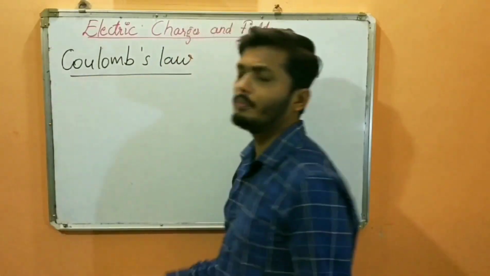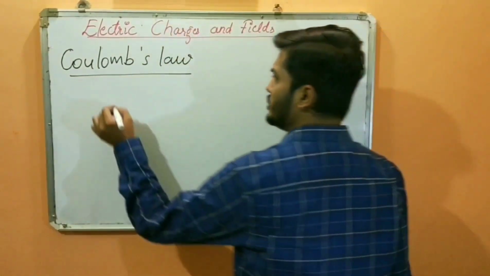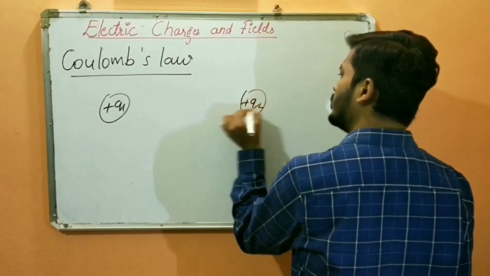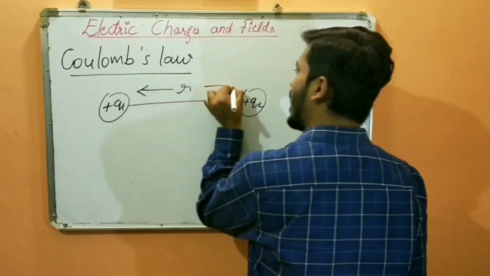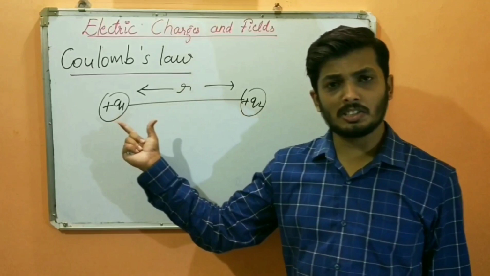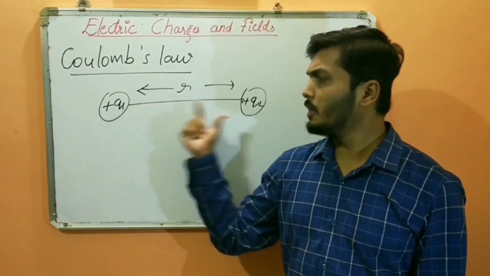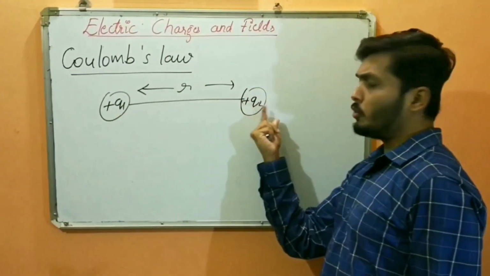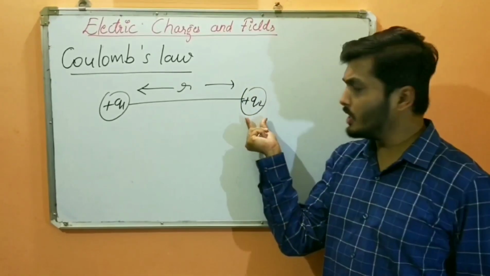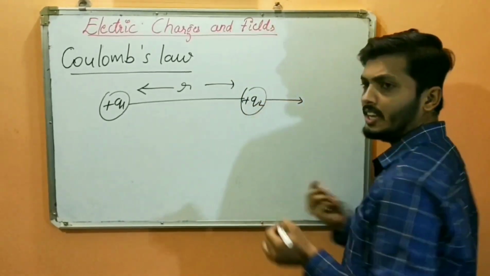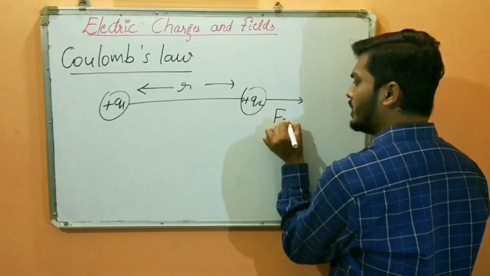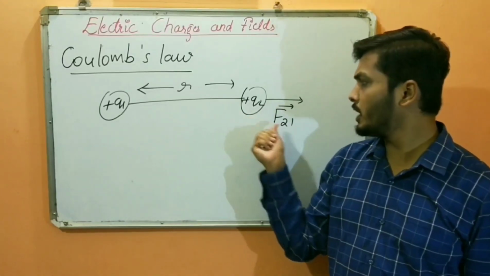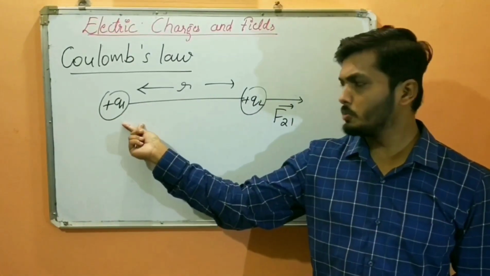Coulomb's law. Now consider two point charges. Imagine this is charge Q1 and another charge Q2. They are separated by a certain distance r. Now both are like charges, so it is quite clear that both will undergo repulsion. So this charge Q1 will exert force on charge Q2, and as a result Q2 will experience a force in this direction. Let me give that force a name, F21. F21 indicates force on the second charged particle due to the first charged particle.